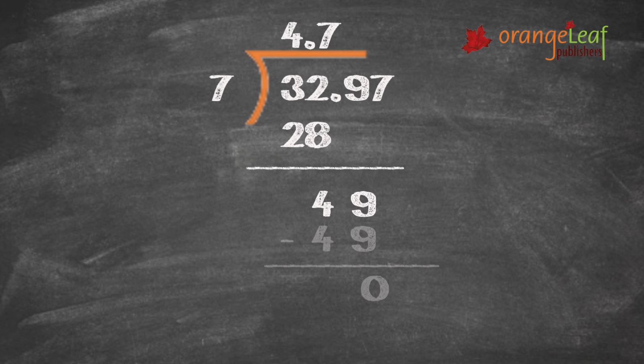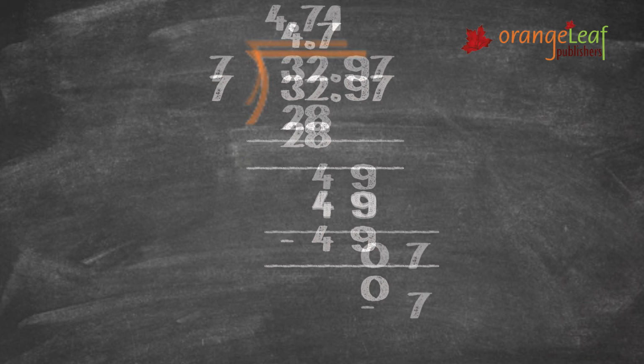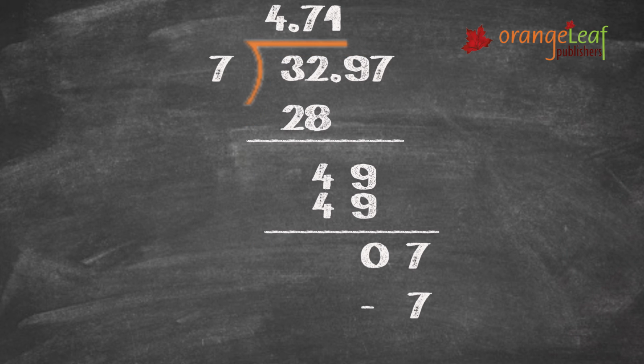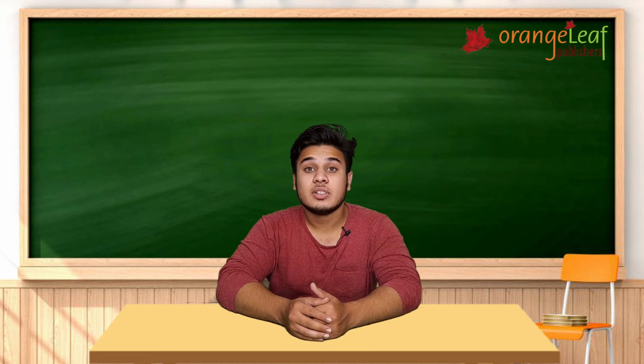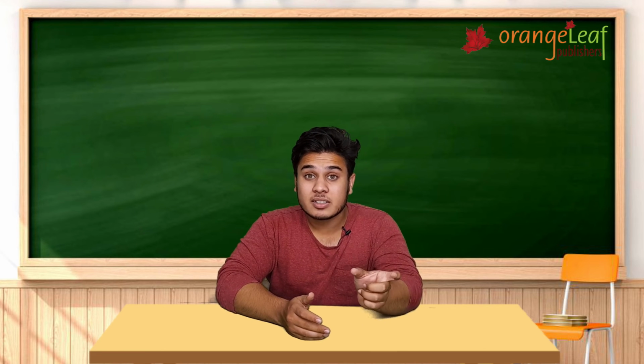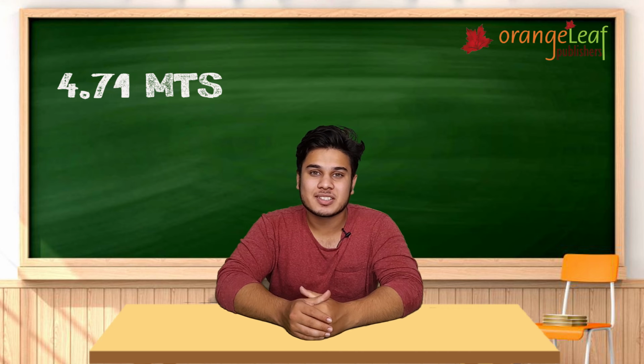So 4.7 is what goes in the quotient. On subtraction, we get the answer as 0. We bring down 7, write 1 in the quotient, 7 below 7. On subtraction, we get the remainder as 0. So, 32.97 divided by 7 is equal to 4.71. So, the length of each part is 4.71 meters.